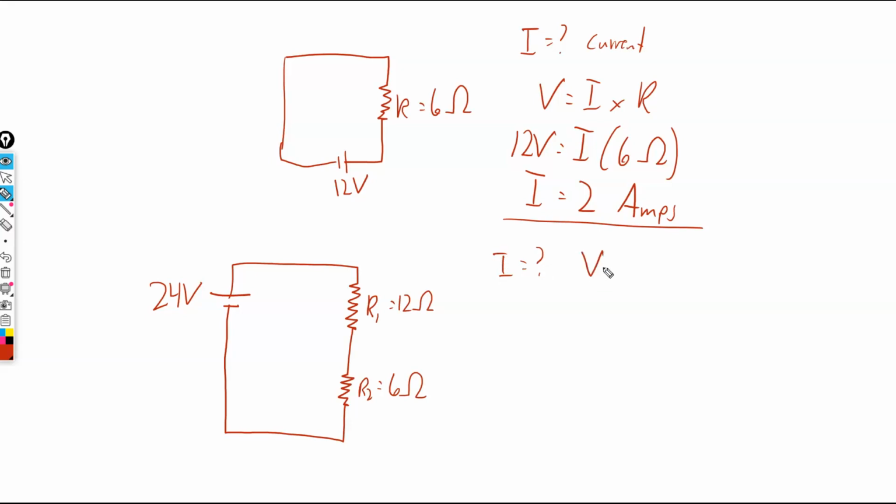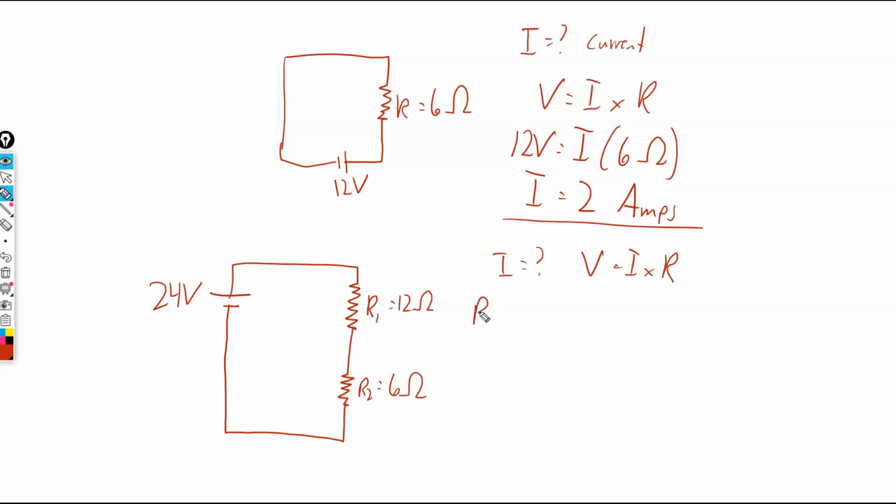Okay. So now we still want to find out what the current of this circuit is, I. So again, we're still using V equals I times R. But we have two resistors, so we need to use the total resistance in this equation. So this equation will always deal with the totals, not just one or two.